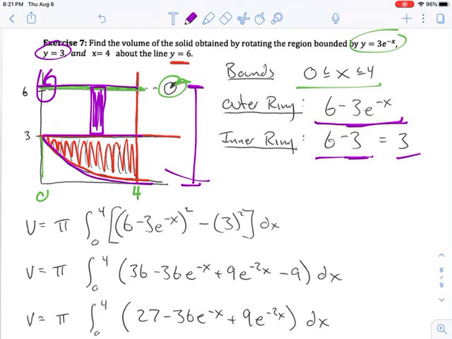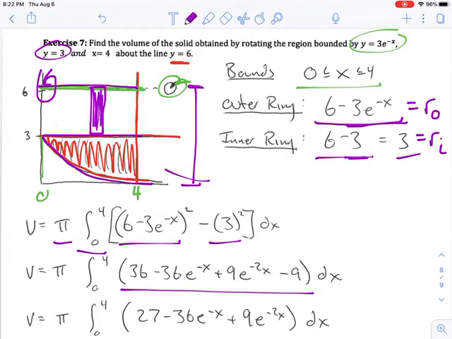When we're finding the outer ring and the inner ring, what we're really doing is finding the radius. So this is going to be equal to the outer radius, and this is the inner radius. All right, so once you've got all that, you just put it together in your formula. Pi comes out, integrating from 0 to 4. Here's my outer ring, 6 minus 3e to the negative x, squared, minus my inner ring. Simplifying all that, you get this.